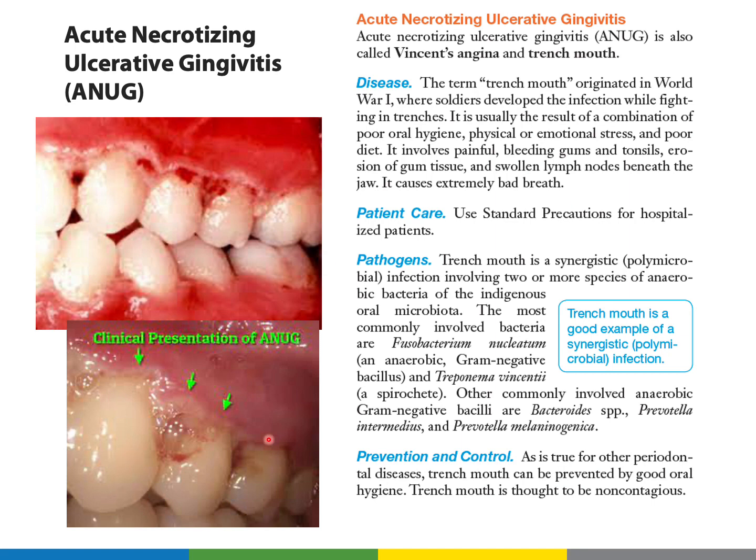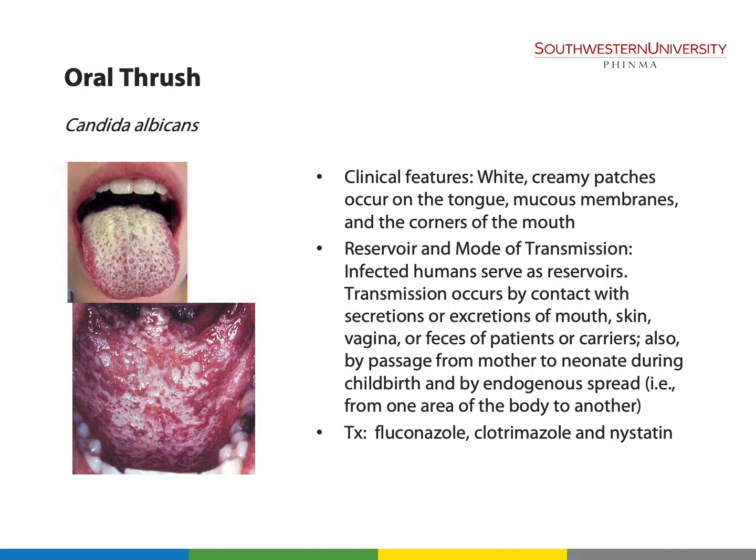So here is the picture of acute necrotizing ulcerative gingivitis. So in order to avoid this one, good oral hygiene is a must. Fortunately, trench mouth is thought to be non-contagious naman.